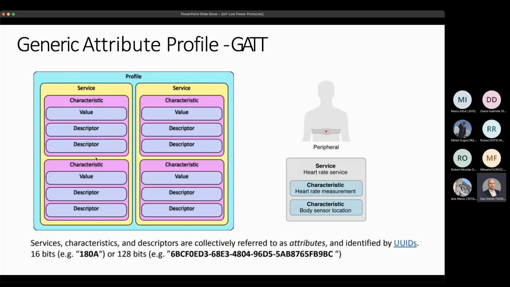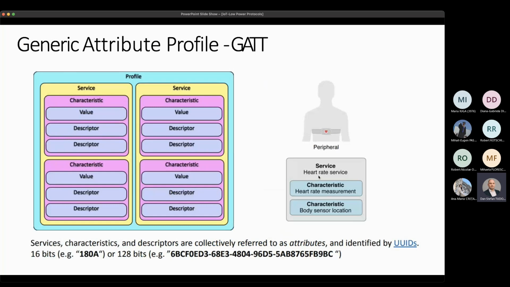Now, what is a characteristic? A characteristic is a descriptor, which is actually a data structure. It has values and different descriptors. So you can attach different descriptors which are called attributes. They are identified by unique identifiable IDs. For example, these can be 16 bits in length or even 128 bits in length. So you can have very unique identifiers for different parameters.